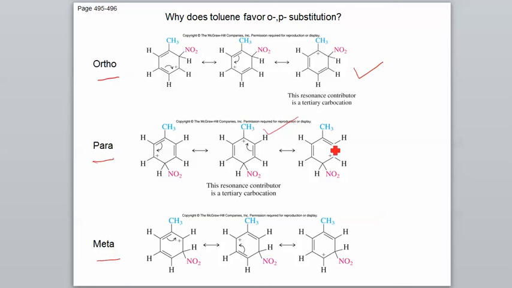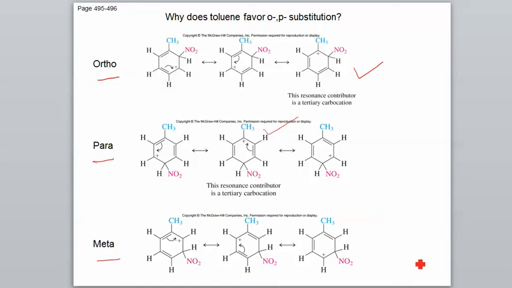If you look at the bottom row, what if we attempt to draw the structure where we're putting the nitro group at the meta position? Well, notice that all three of those produce secondary carbocations, but it's not possible to get the positive charge right next to that blue methyl group. That's why meta is not favored in reactions of toluene, because we don't get that particularly good stabilization that we can get with ortho and para.